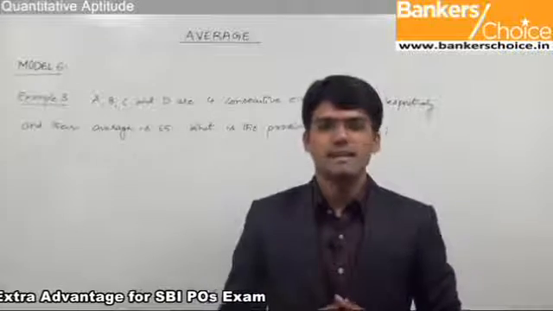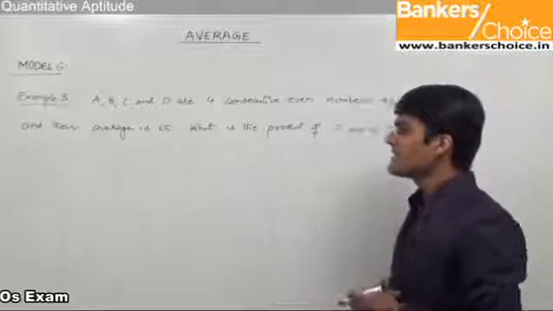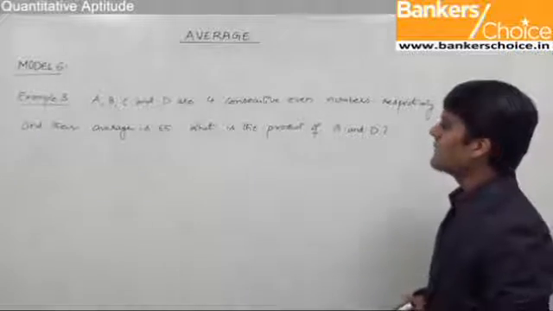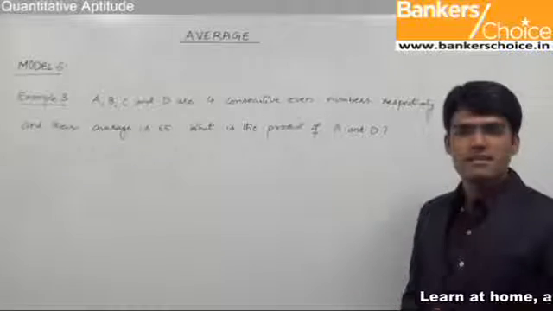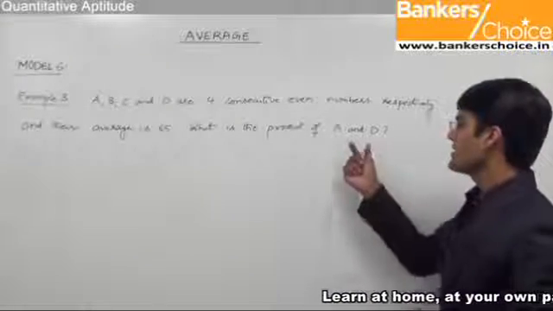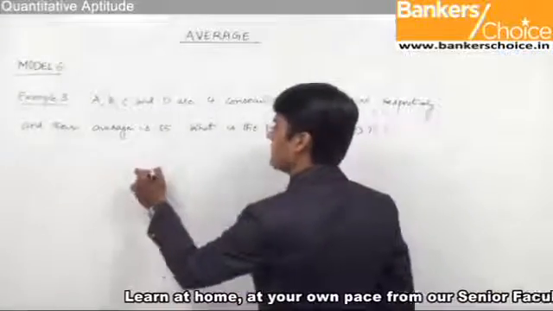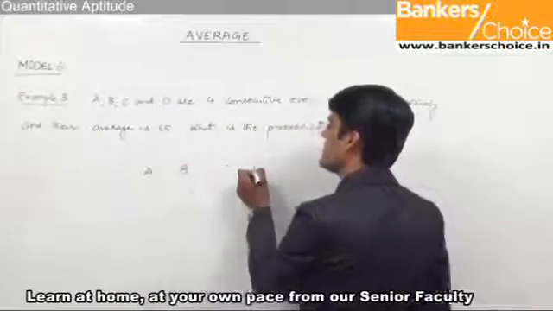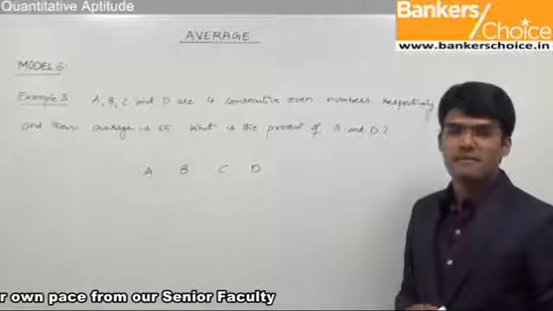Let us now take another example based on consecutive even numbers. The question here is, A, B, C and D are 4 consecutive even numbers respectively, and their average is 65. What is the product of A and D? So as given in the question, we have 4 consecutive even numbers A, B, C and D, and the average of these 4 numbers is 65.